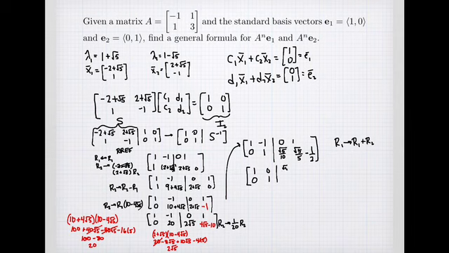Root 5 over 10. Root 5 over 10. Let's see, when I add these, I get root 5 over 5. 1 minus a half is plus a half. And root 5 over 5 minus a half. Okay. So this is my inverse matrix. And gives me the coefficients that I was interested in.